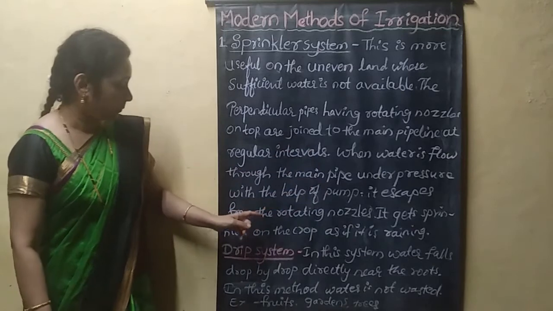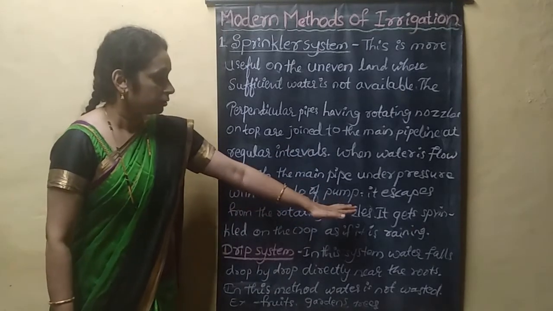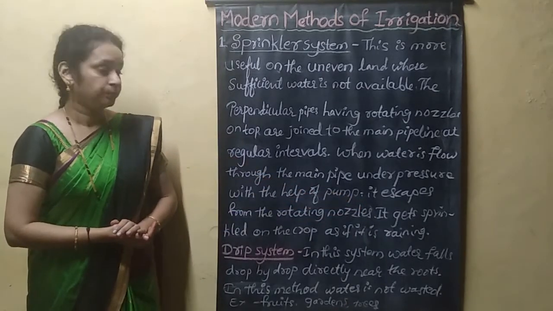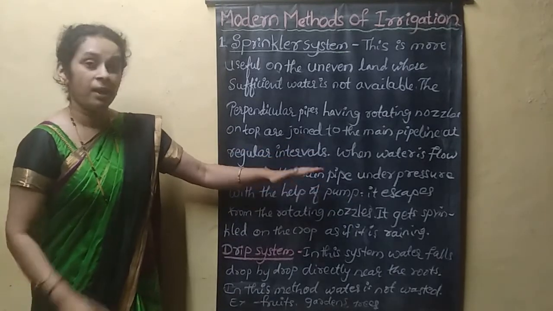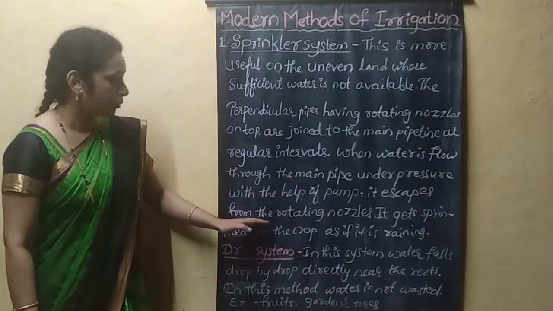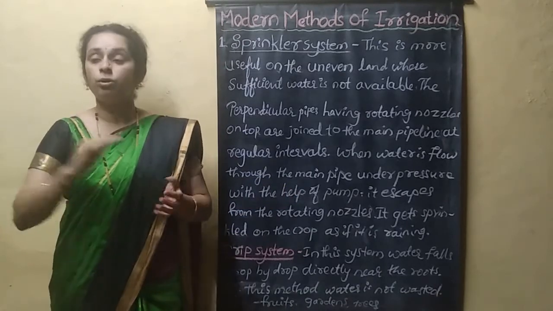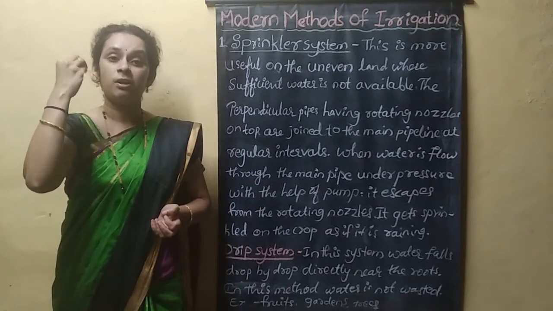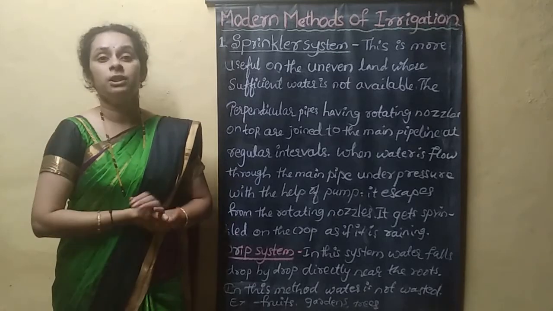The water escapes from the rotating nozzle at regular intervals. When the water flows through the main pipe under high pressure, with the help of a pump, it escapes from the rotating nozzle because of the high pressure.